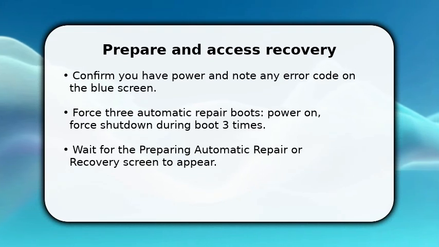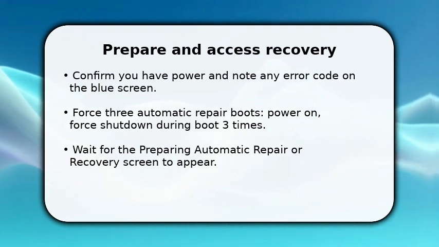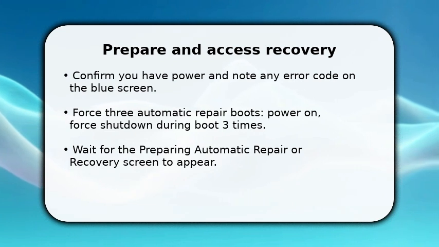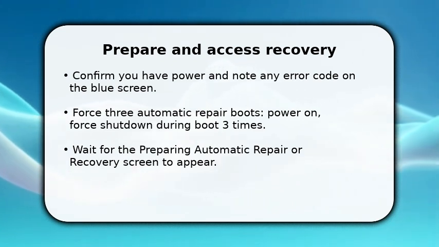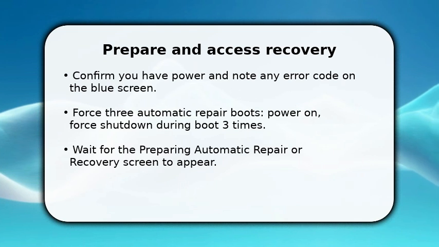Enjoy the video. You start immediately by forcing Windows into its recovery environment. This is faster than guessing. Power on, then hold the power button to force shutdown as Windows begins booting. Repeat this cycle 3 times. Once done, Windows detects failed boots and will load preparing automatic repair, then recovery options.